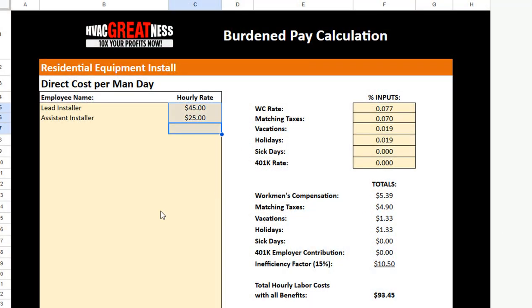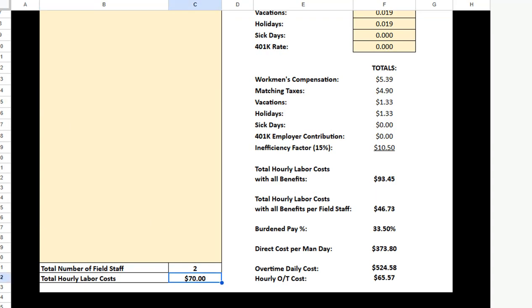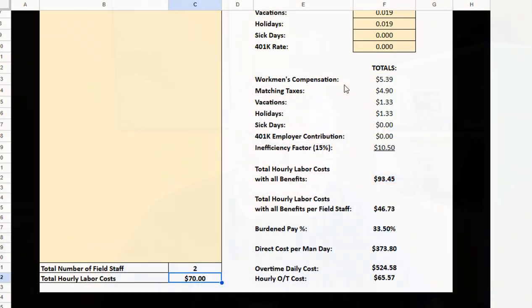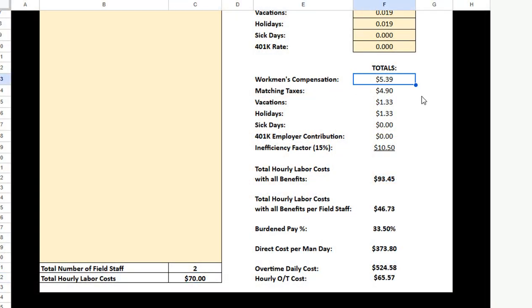But if we take those two and add them up, they're a team at $70 an hour. You never use this figure to calculate your pricing. And if that's what you're figuring, here's what you're missing. Remember those things up here? Workers' compensation, in this case, worked out to be about $5.39 per hour. I've got to match my taxes, vacation days, holidays. I've got a little inefficiency there, right? And so this is what I'm calling a burden. So I've got a 33.5% burden.